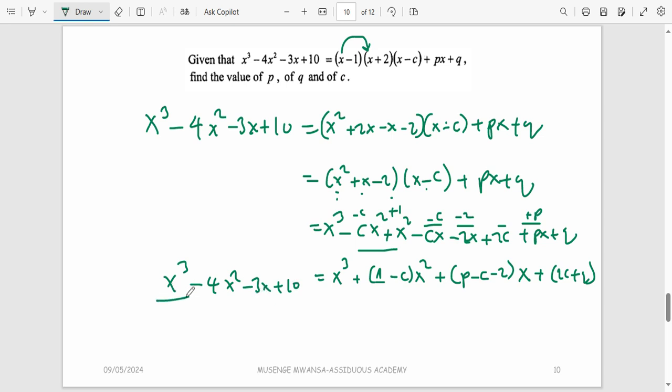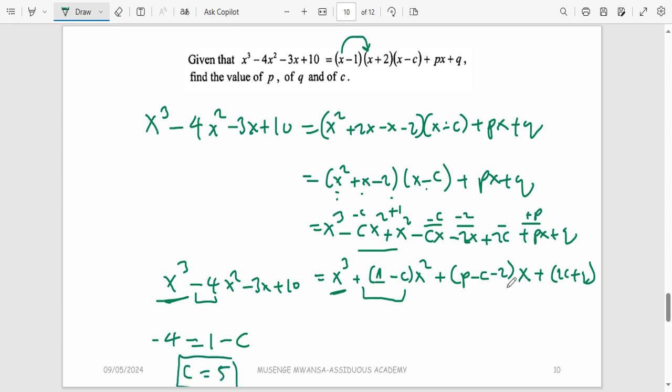Just compare coefficients. This should be equal to this, yes. Compare coefficients. The number in front of x squared, that's negative 4, should be equal to the number in front of x squared, that is 1 minus c. So this will give you, let's take c the other side and 4 the other side. So c is going to be equal to 5.